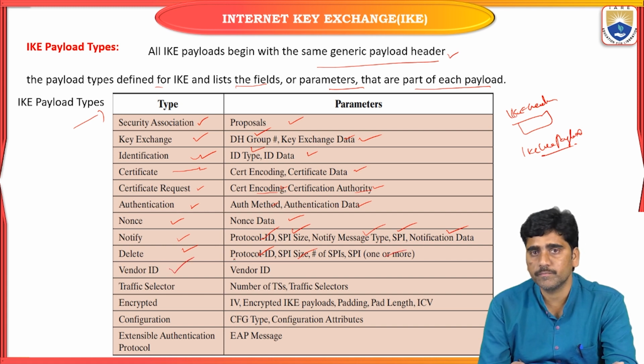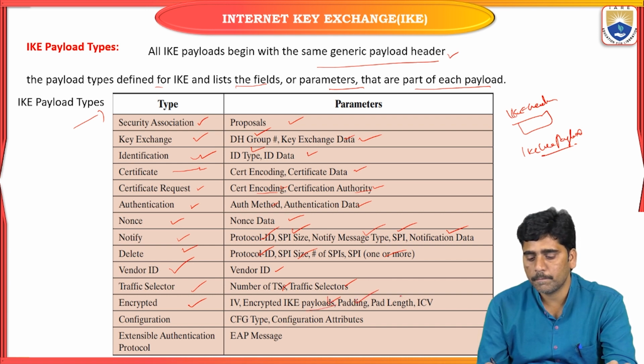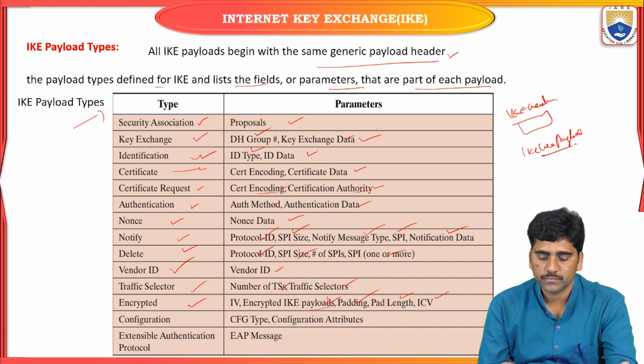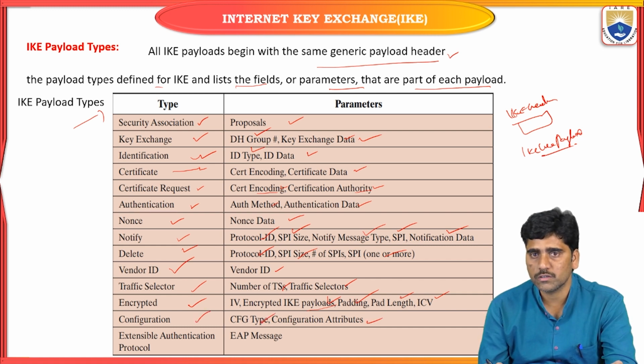Next, vendor ID is also one type of payload, and traffic selector, with the number of traffic selectors, TS. And encrypted, with IV, encrypted IKE payloads, padding, pad length, ICV. And configuration, with configuration type and configuration attributes. Then Extensible Authentication Protocol, the EAP message.